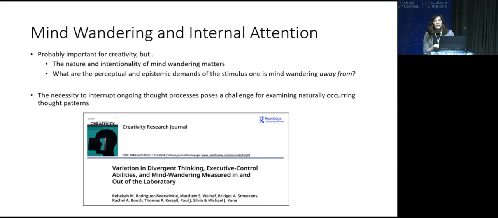So the project generally is about mind wandering and internal attention and trying to find the intracranial correlates of these sorts of internal task-unrelated mind wandering category of cognition. So we know that mind wandering is important for creativity, right? We talk about that, but we know that mind wandering is not one thing. The nature of the cognitive state, as well as the sort of perceptual and epistemic demands of the stimulus that you're mind wandering away from, probably matter. In what context are you mind wandering and how might that help?